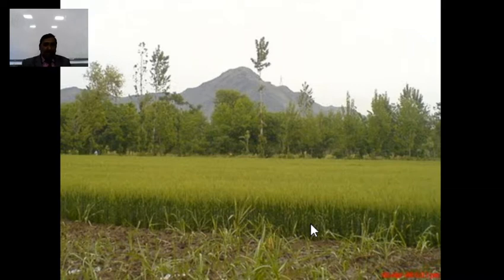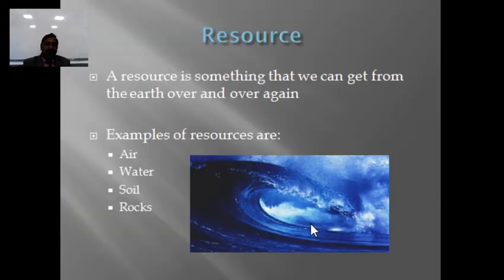So all this shows the importance of resources. We need to conserve, we need to preserve these resources. Coming to the next slide, in a very simple way, if you want to define a resource, it is something that we can get from the earth over and over again.